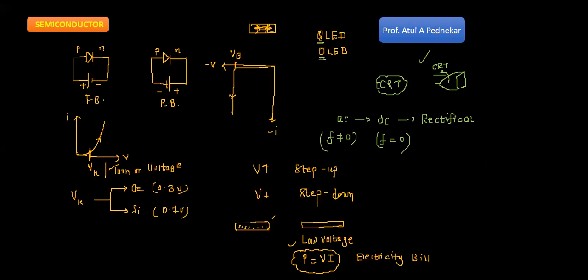Okay, so if you want to convert AC to DC, that is known as rectification. That process is known as what? Rectification. And who will perform this operation? Rectifier. Okay, so for that purpose we require a rectifier circuit. Remember, for that purpose we require a rectifier circuit. Are you clear? So there are three types of rectifiers.